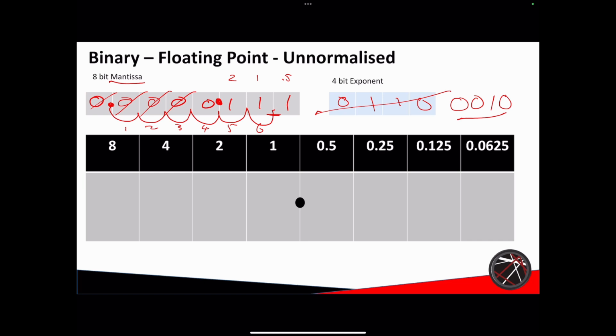Okay. Therefore, we now have it in its correct position, and again, if I just transpose that down, our 1.1.1 gives us again our 3.5.